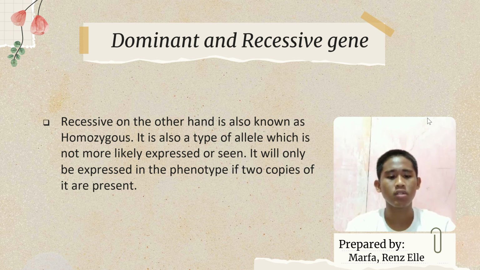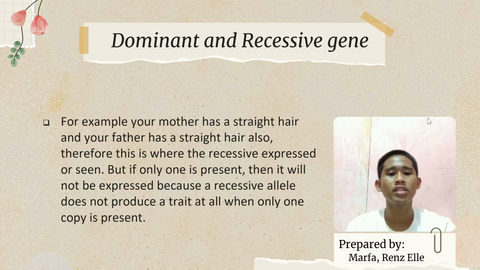Recessive, on the other hand, is also known as homozygous. It is also a type of allele which is less likely to be expressed or seen. It will only be expressed in the phenotype if two copies of it are present. For example, your mother has straight hair and your father has straight hair also. Therefore, this is where the recessive trait is expressed or seen. But if only one is present, then it will not be expressed because, as I said earlier, a recessive allele does not produce a trait at all when only one copy is present.